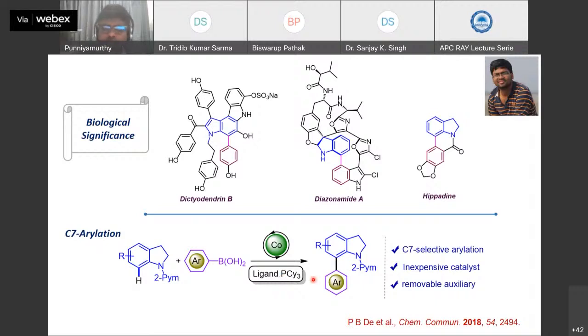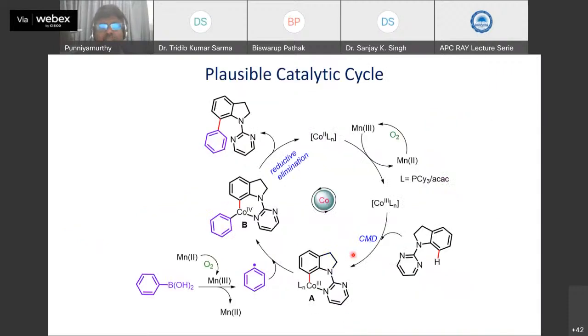After the reaction, you can try to remove the pyrimidyl directing group using base hydrolysis, and you can also oxidize this indoline using DDQ to indole. So in this way, you will be able to get the 7-aryl indole as the product. This reaction has broad substrate scope and is scalable. We also have carried out a detailed mechanistic investigation.